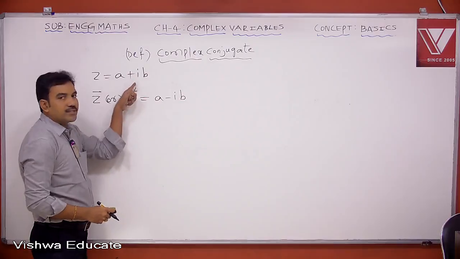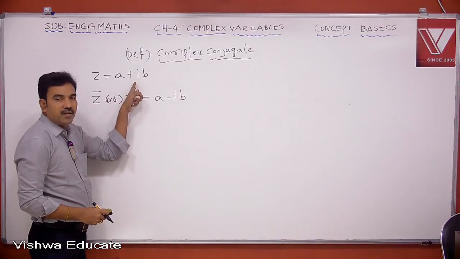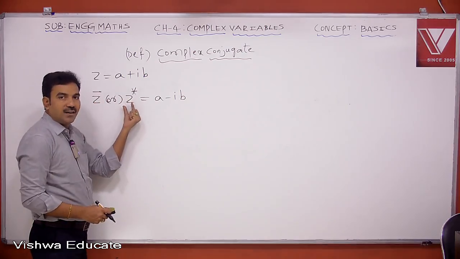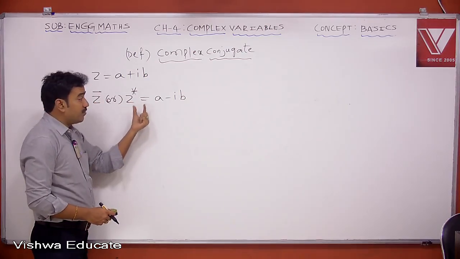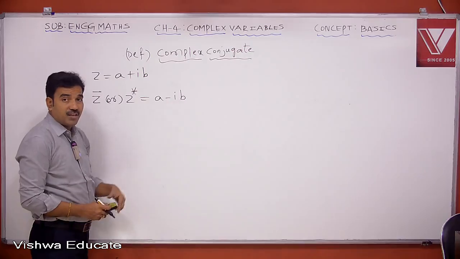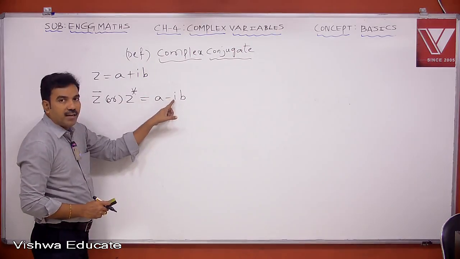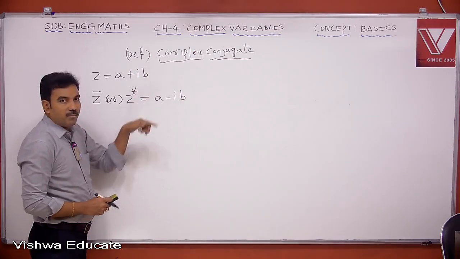This is my complex number Z equal to A plus IB. Its complex conjugate is denoted by either Z bar or Z star, which is again a complex number equivalent to A minus IB. That means what we are doing is I is replaced by minus I.